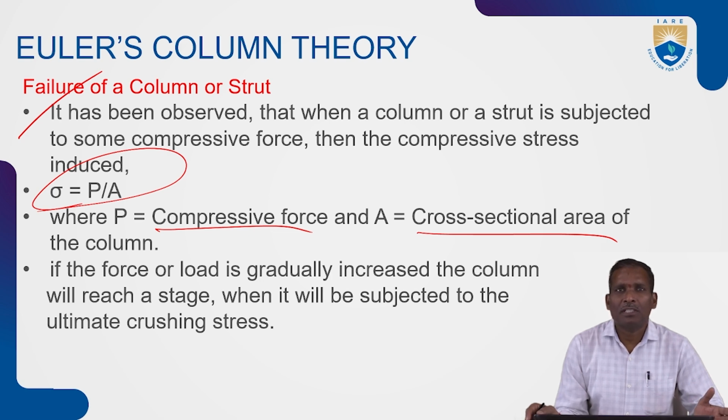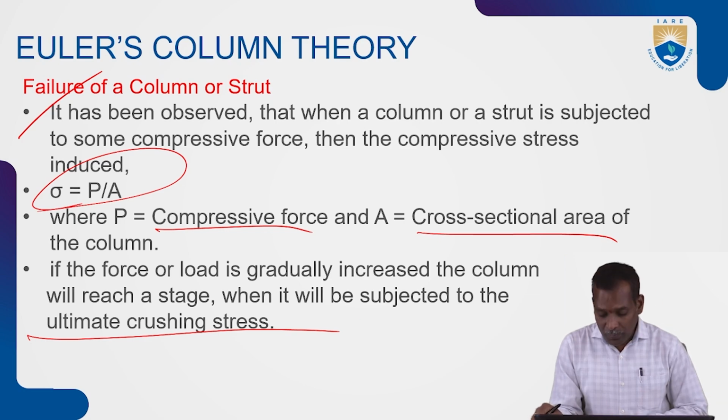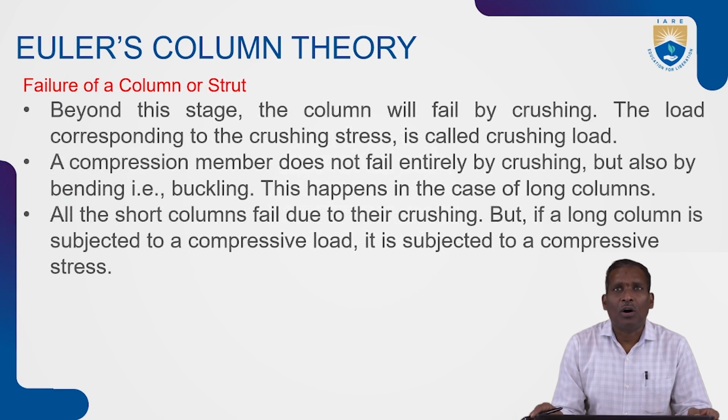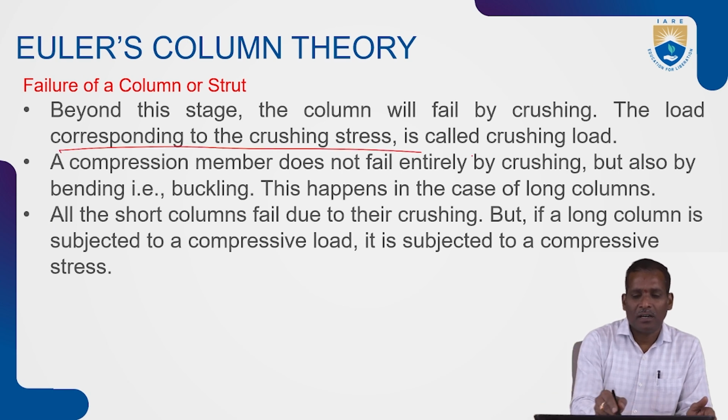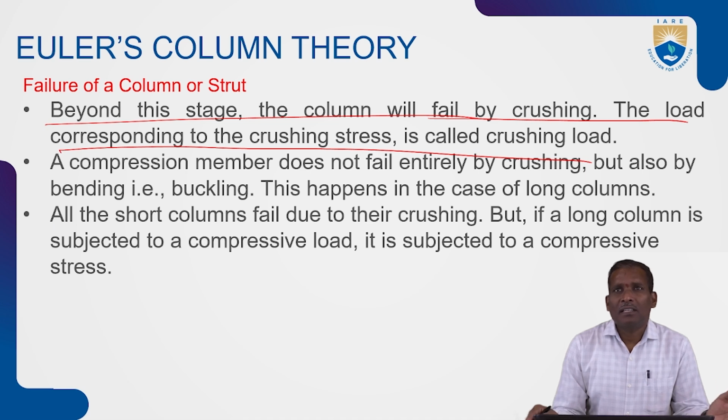If the force or load is gradually increased, the column will reach a stage. That stage is called the ultimate crushing stage, so that is called the ultimate crushing stress. Beyond this stage, the column will fail by crushing. The load corresponding to the crushing stress is called the crushing load. The corresponding stress is called crushing stress, and the load is called crushing load, and also that load is called a crippling load and a buckling load.